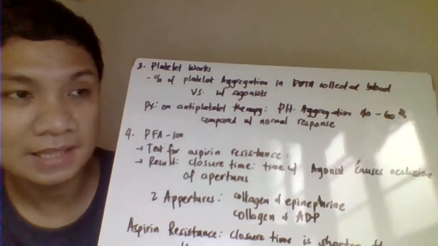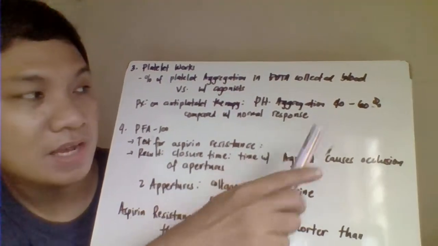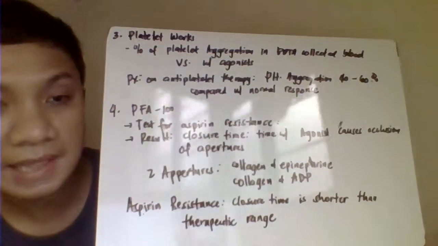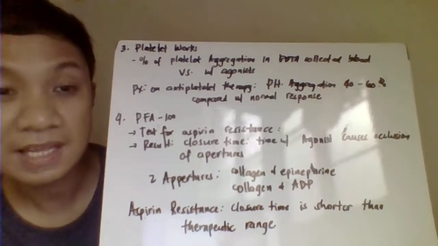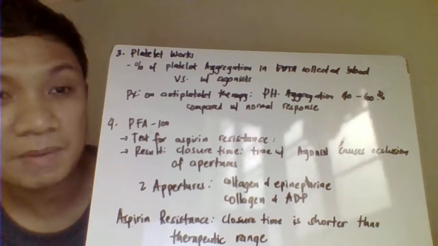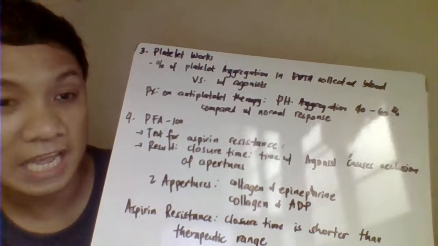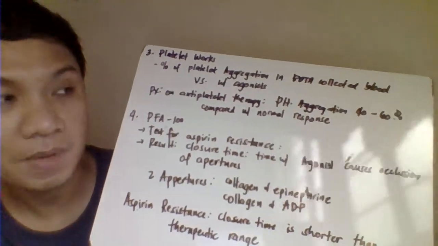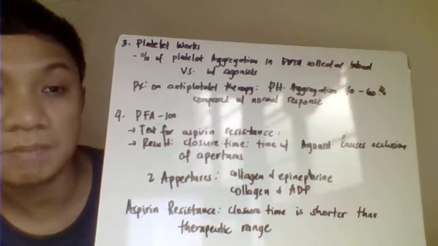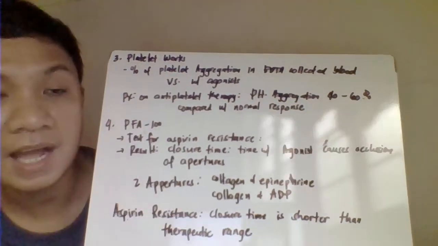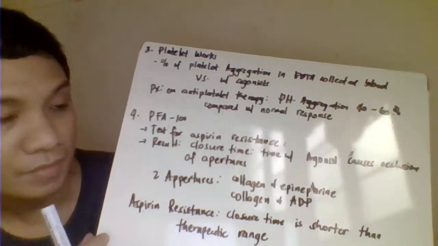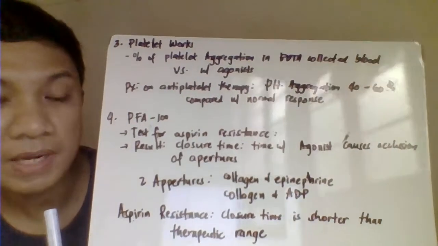So, if our patient is on antiplatelet therapy, the aggregation would be only 40 to 60%, because again, you are taking drugs. That is an antiplatelet, which tries to inhibit platelet aggregation. Therefore, expect the patient to have a decreased result in platelet aggregation because the patient is on antiplatelet therapy. Another instrument is the PFA-100.